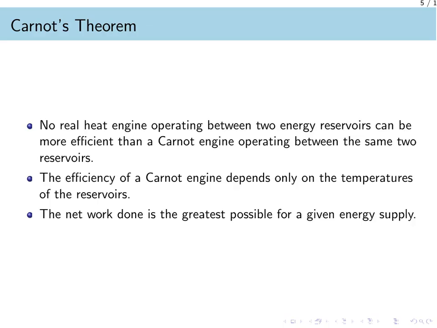Carnot's theorem formalizes these efficiency limits. It states that no real heat engine operating between two energy reservoirs can be more efficient than a Carnot engine operating between those same two reservoirs. Crucially, the theorem reveals that the efficiency of a Carnot engine depends only on the absolute temperatures of the reservoirs themselves, not on the working substance used. Under these ideal conditions, the net work done is the greatest possible for a given energy supply.